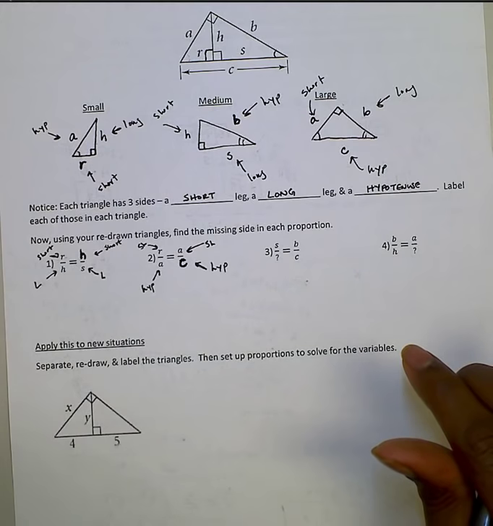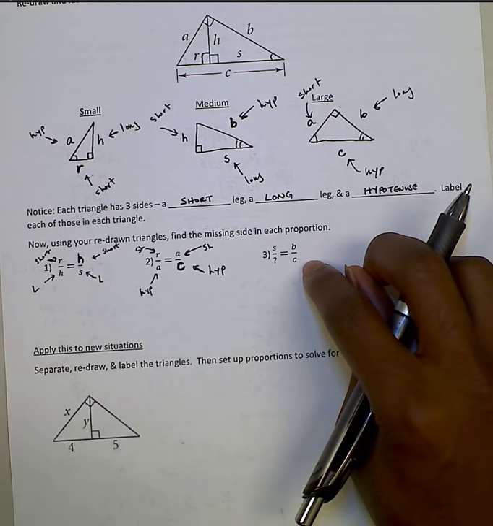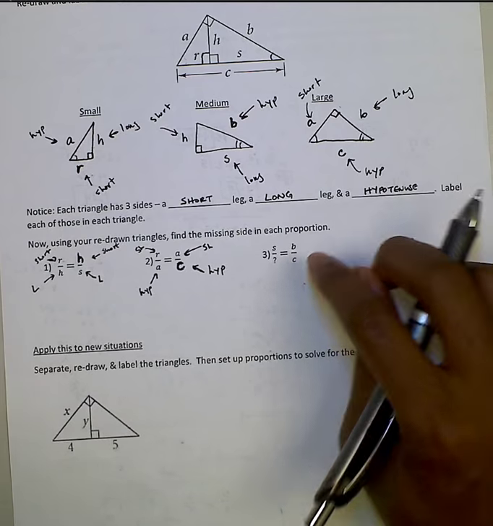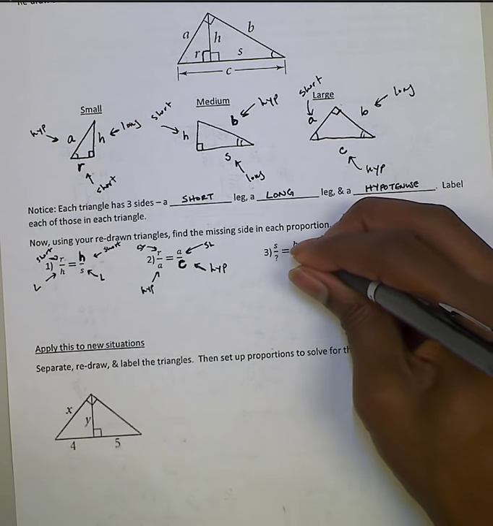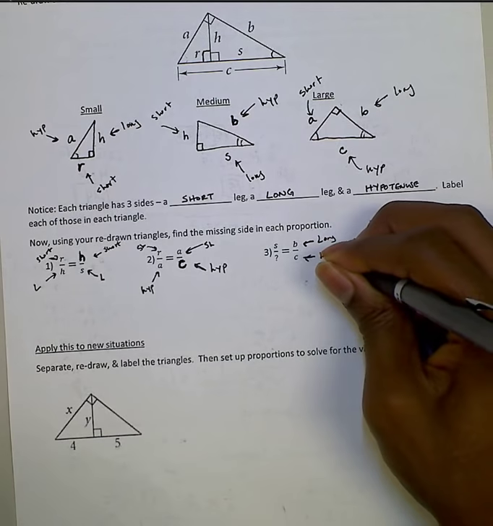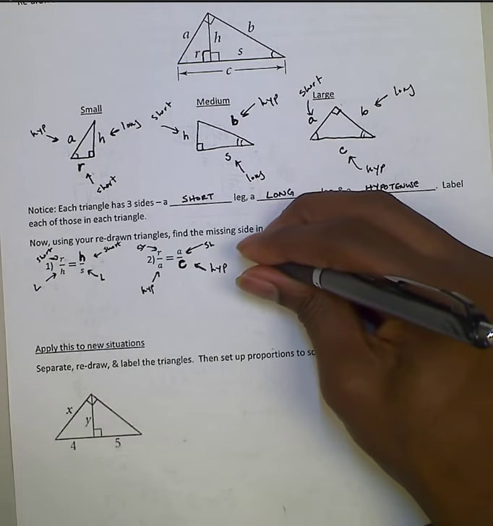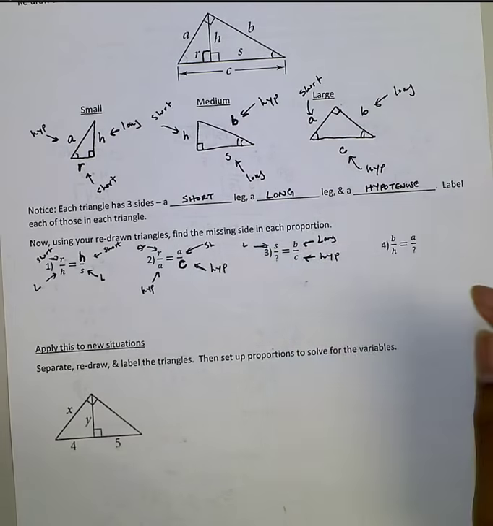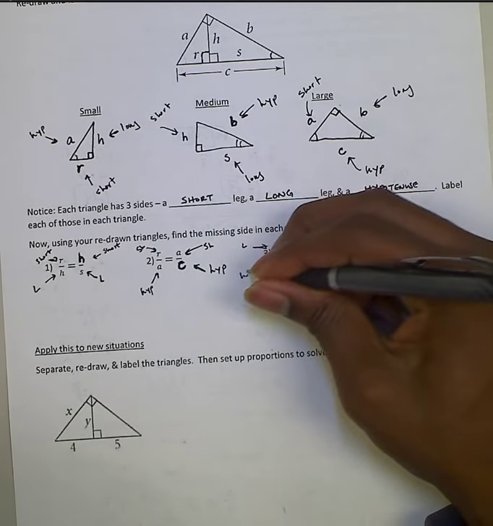Okay. In problem 3, they gave us b over c. That's the proportion they have, or the fraction they have set up. B over c. What triangle has b and c? The large one. And in the large one, b is the long, and c is the hypotenuse. So that should be the same as long over hypotenuse. So which triangle has s as the long side? The medium. What's the hypotenuse in that one? B.